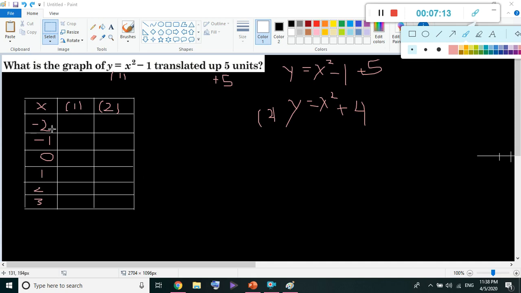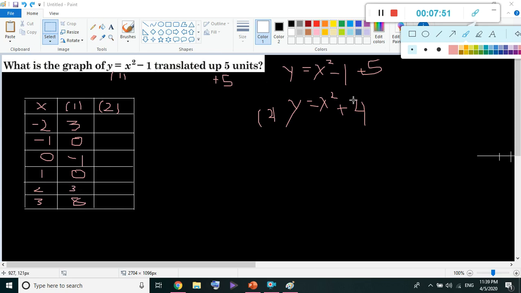Okay? So if we want to substitute -2 into this equation, it's going to be -2 squared, which is 4, minus 1, which is 3. For -1, it's going to be -1 squared, which is 1, minus 1, which is 0. 0 would give me -1. 1 would give me, again, 0. 2 squared, 4 minus 1, which is 3. 3 squared, 9, minus 1, which is 8. Okay? So these are the answers for this equation.